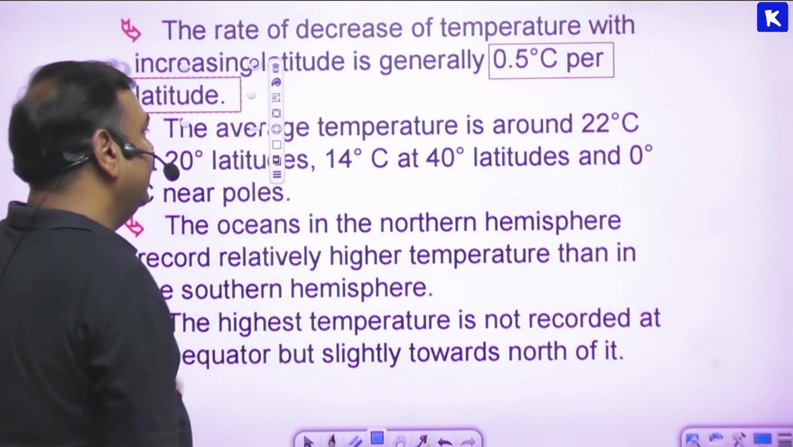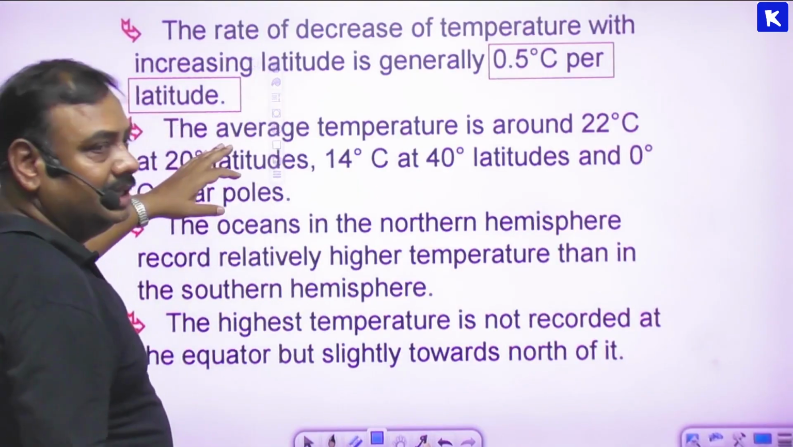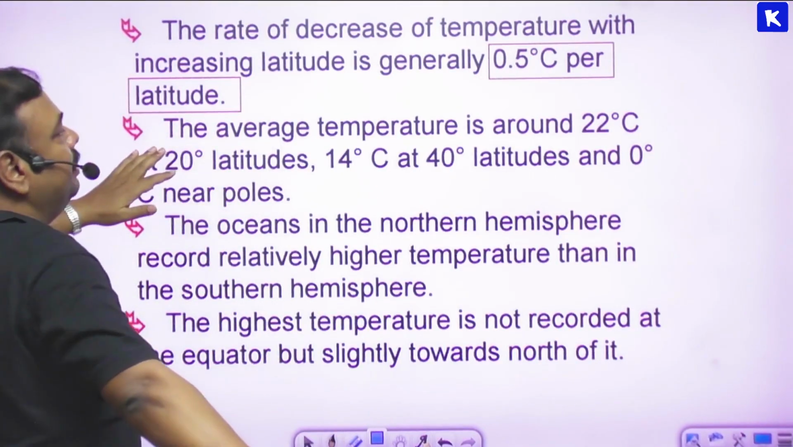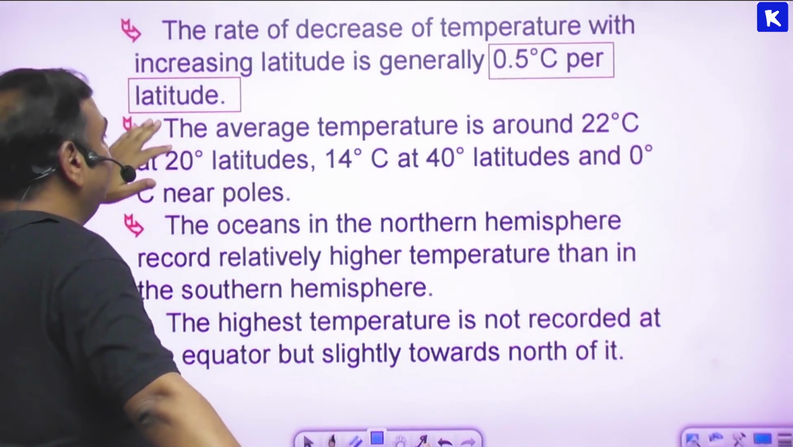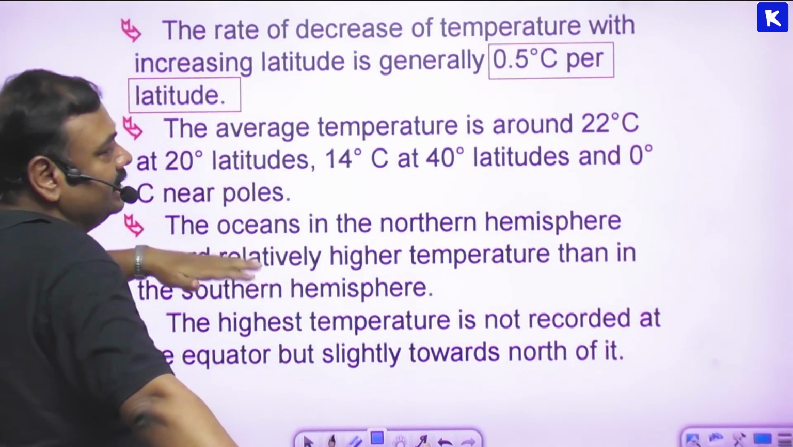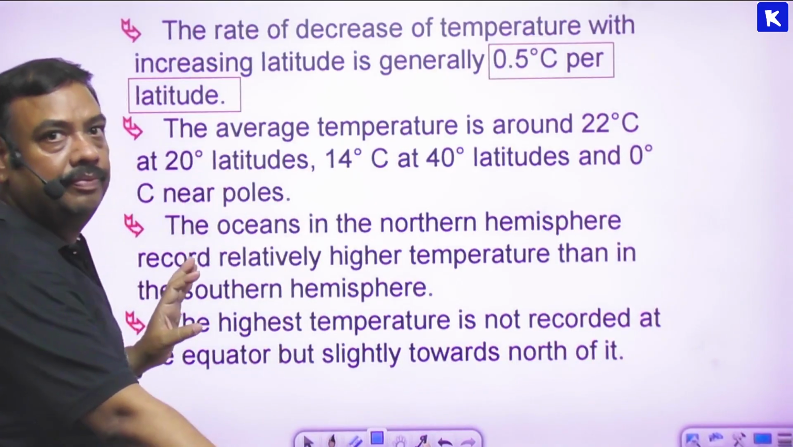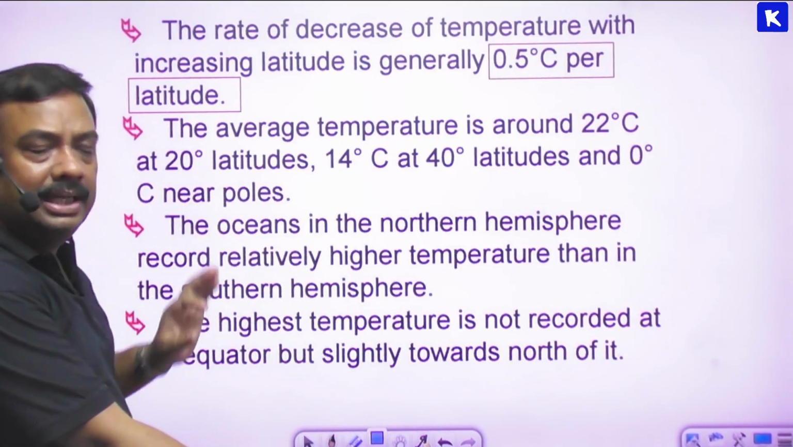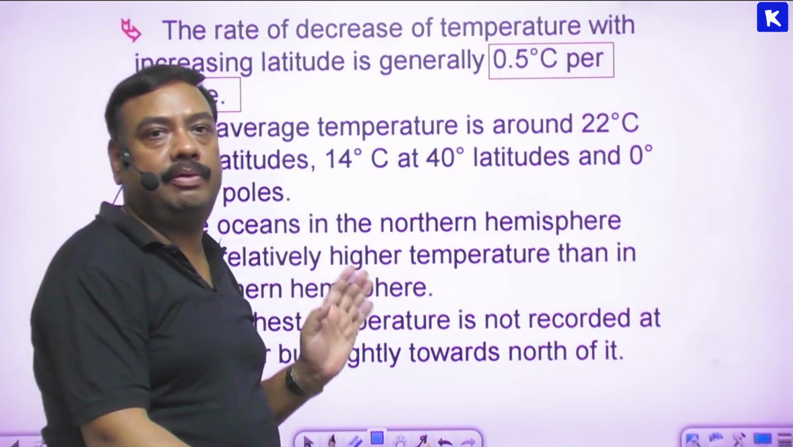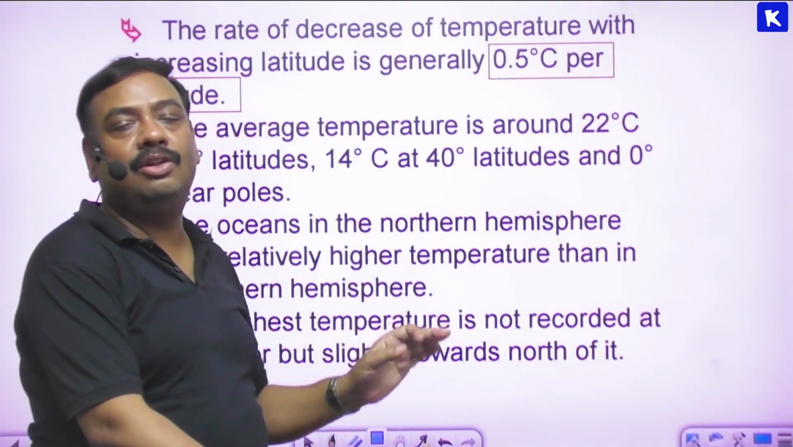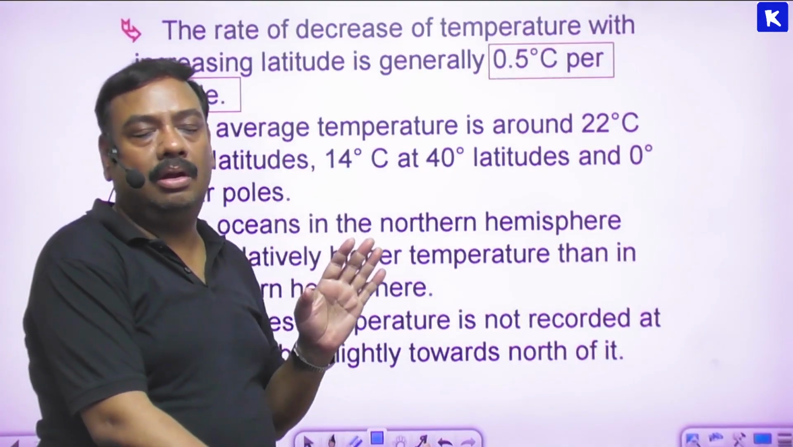Right? Then after, since it is the decreasing trend from the equator towards the poles, see here, the average temperature is around 22 degrees Celsius at 20 degree latitude, 14 degrees Celsius at 40 degree latitude, and 0 degrees Celsius near the poles. These are the facts given in your NCERT book. I have taken from here directly. Nothing to be hidden.